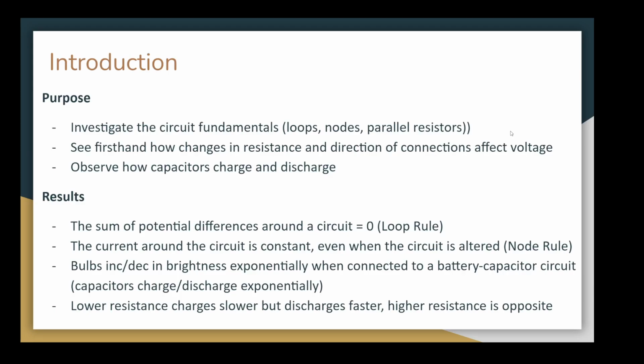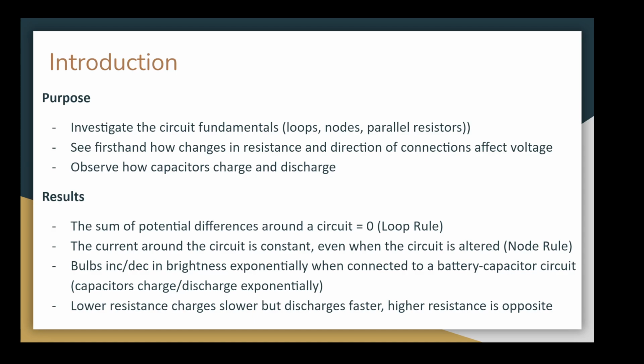Introduction: the purpose was to investigate circuit fundamentals, loops, nodes, parallel resistors, and series circuits as well. We saw firsthand how changes in resistance and direction of connections affect voltage, and observed how capacitors charge and discharge. In the first part of the experiment, we saw how the loop rule works: potential differences around a circuit sum to zero, with the EMF of the battery included. And when current is in a circuit, it's constant everywhere.